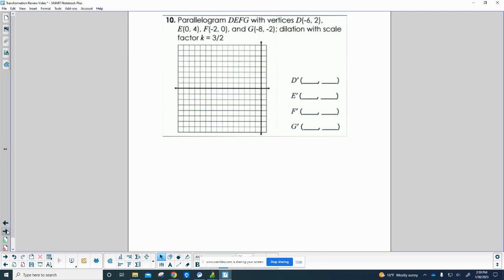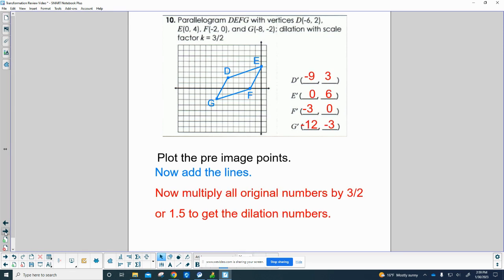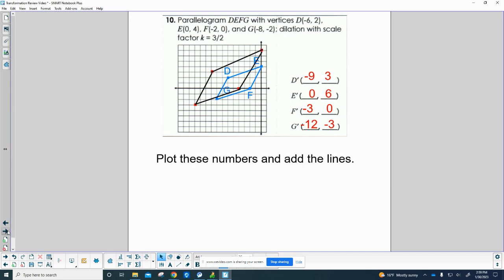Next, we have a parallelogram with vertices shown there with 4 different corners. In this case, we'll plot those corners and connect them with lines. Now using this formula, multiplying everything by 3/2, which is the same as 1.5, we get our new numbers for our new parallelogram, and that looks like this. So we plotted all the new coordinates and added the lines, and we do have a rectangle whose sides are 1.5 times bigger than the original.